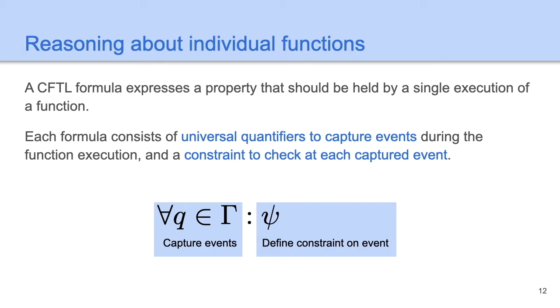So in order to write a single CFTL formula, we need to know the general form that we should follow. Each formula consists of universal quantifiers to capture events that happen at runtime. We'll develop a precise definition of events later. And then we have a constraint to check at each of these captured events. This structure of formulas allows us to first identify where in a program's runtime we'd like to check something, and then precisely define the constraint that we'd like to check as a mixture of various constraints that are allowed by the syntax and semantics of CFTL.